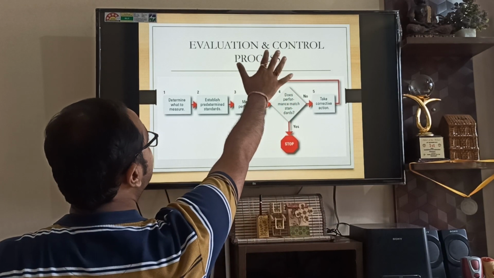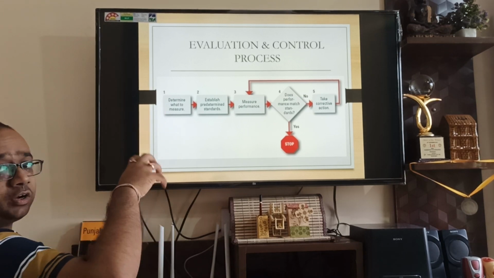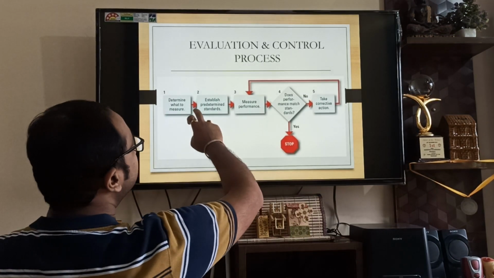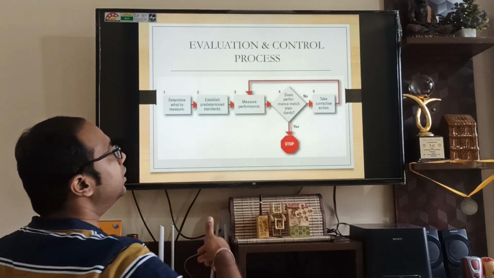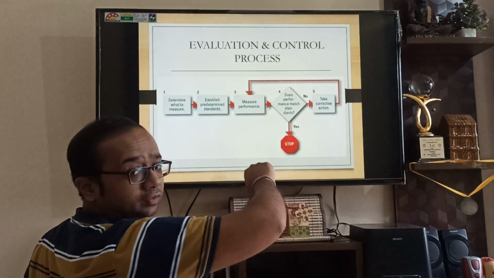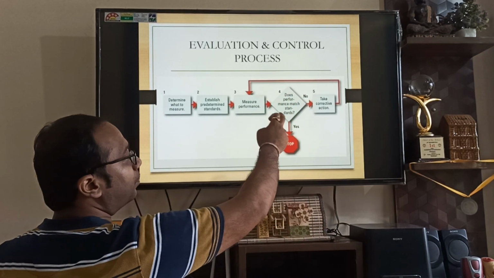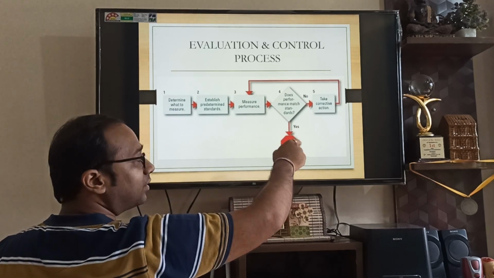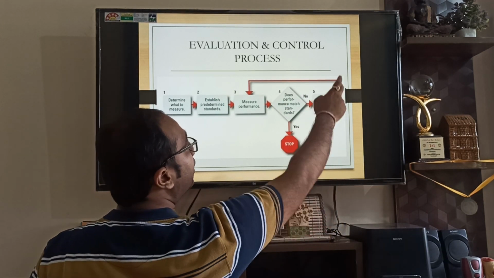First of all, in evaluation and control we need to determine what to measure. Step 1, what to measure. Step 2, establish the predetermined standards. What are the standards? That is step 2. Third, you measure the performance. Fourth, there can be 2 things, that performance can match the standard, so that is why this is a decision box. If it matches yes, then you stop over there. If no, then you take corrective action and again you measure.